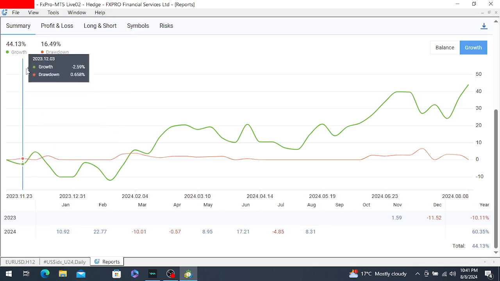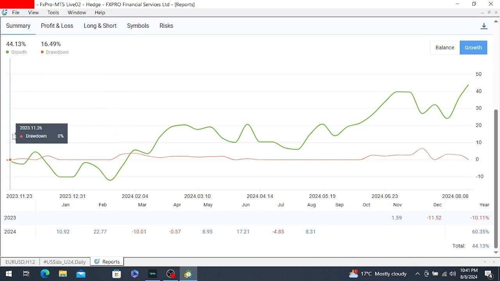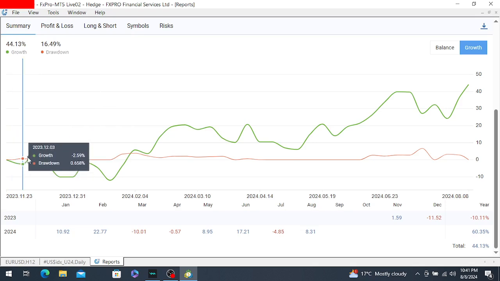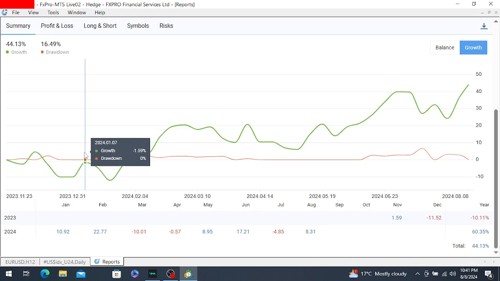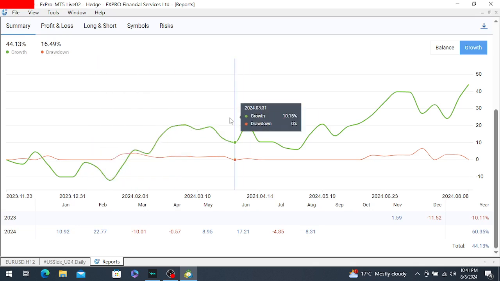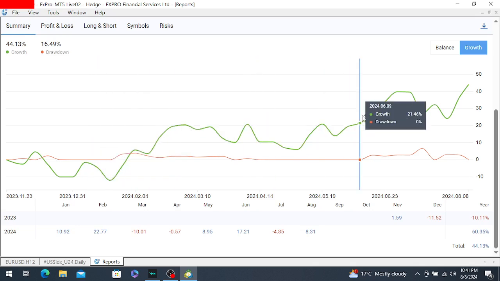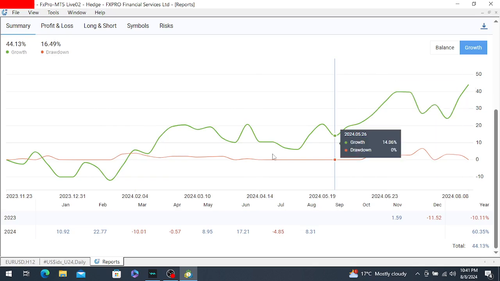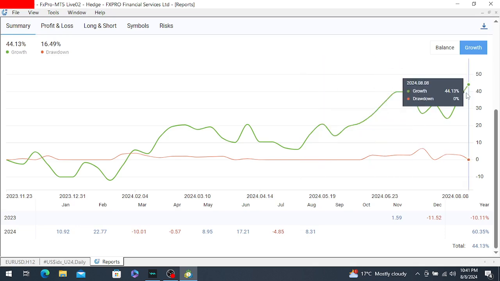All right, so I'm swing trading this account at this stage. So you'll see I have winning trades, losing trades, winning trades, losing trades, but overall my account is slowly moving up. Now this might be a little bit slow, but that's because I'm swing trading. And currently I'm standing on a growth of 44.13%.